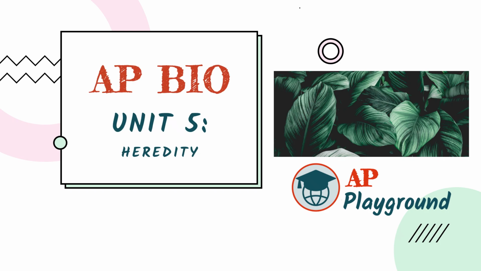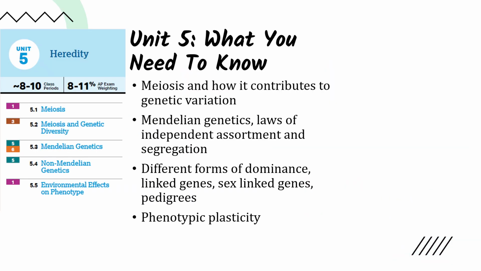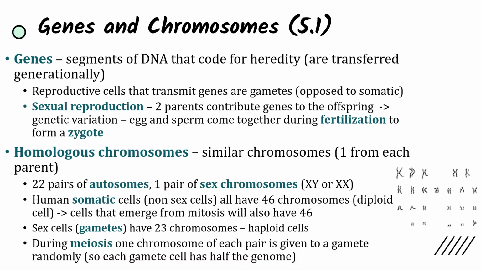Today we're reviewing Unit 5, Heredity. So, some key points that you need to know for Unit 5 include meiosis and how it contributes to genetic variation, Mendelian genetics, including his two laws of independent assortment and segregation, non-Mendelian genetics such as different forms of dominance, linked genes, sex-linked genes, as well as being able to figure out what pattern of inheritance you see through pedigrees, and lastly, phenotypic plasticity.